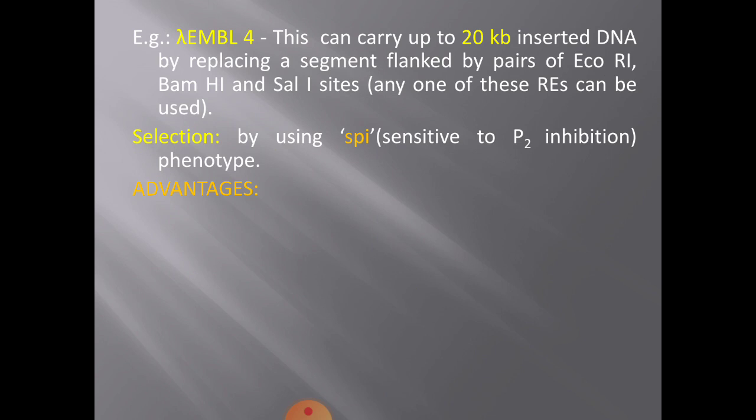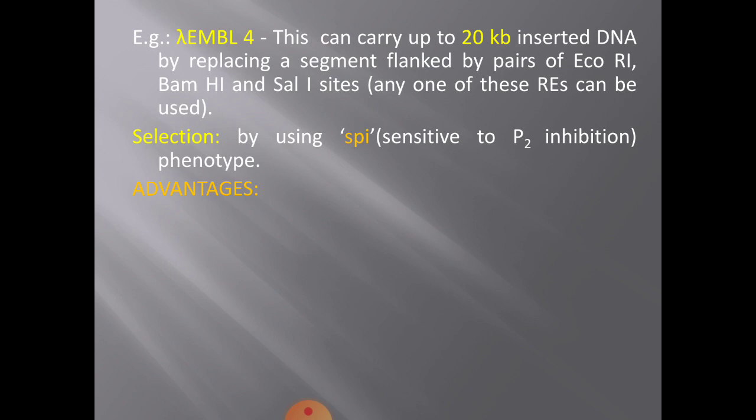SPI means sensitive to P2 inhibition. But some lambda cloning vectors are designed so that insertion of new DNA causes a change of the E. coli from SPI plus to SPI minus.